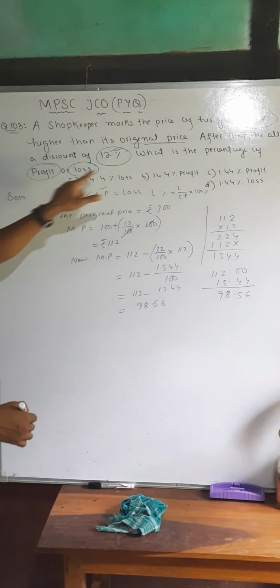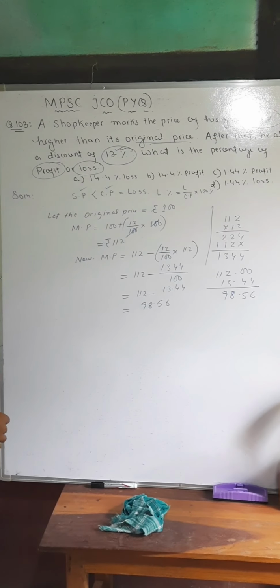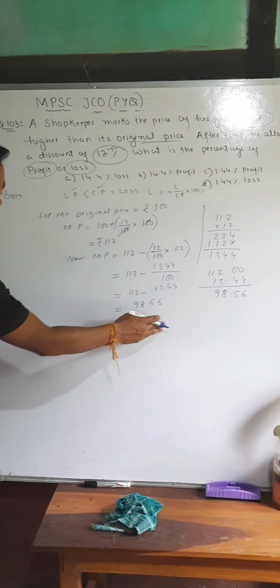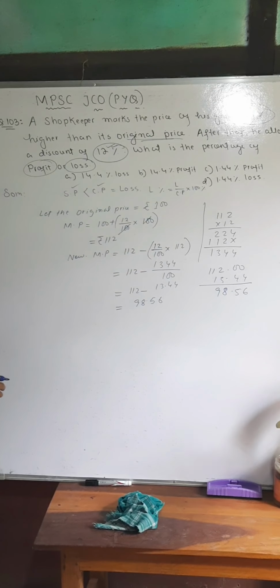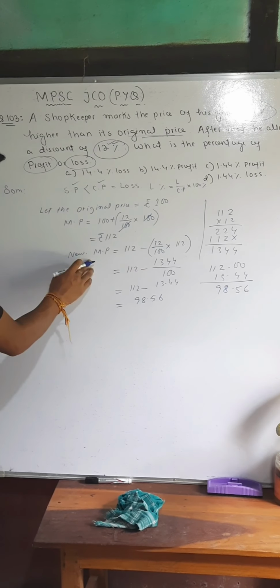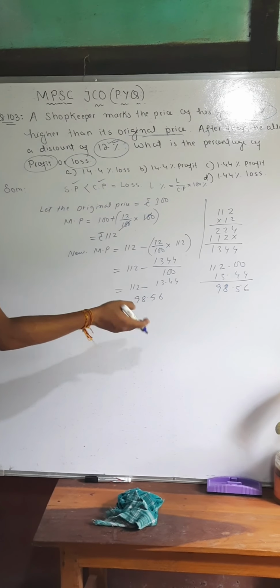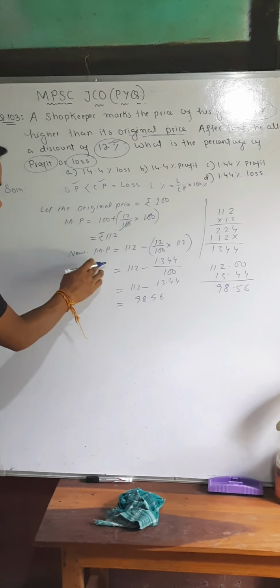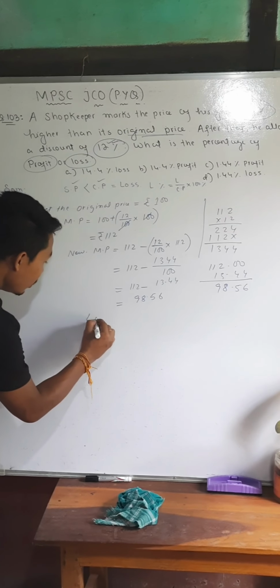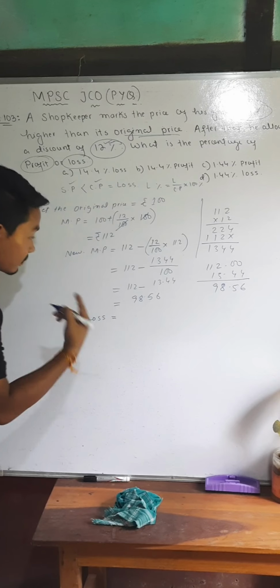Now what is the percentage of profit or loss? Now we need to know whether there is a profit or loss. So the new mark price is 98.56 and the original price is rupees 100, which means we will sell the item at the new mark price, that is 98.56. So obviously there is a loss. How many rupees loss? That one at first we need to find.